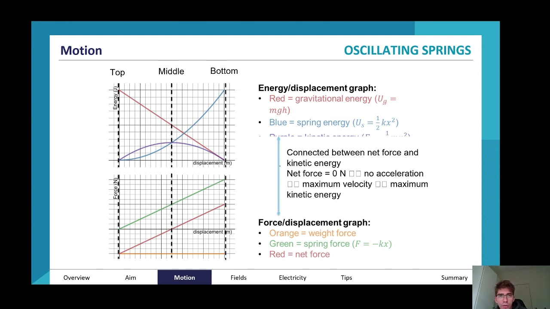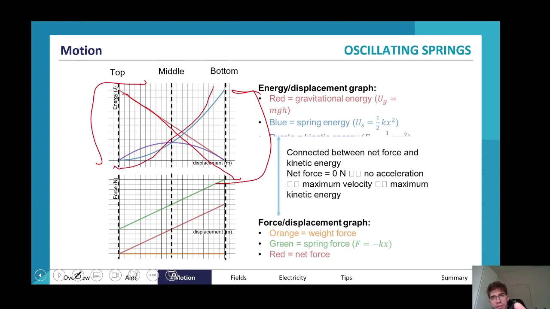And these are the graphs. You do need to know these graphs. The reason why the gravitational potential energy is going straight down is because it's a linear graph, again, mgh. Elastic potential energy is going up exponentially. Don't forget, it's half k delta x squared. And kinetic energy is half mv squared, v squared. They are both parabolic graphs, right?